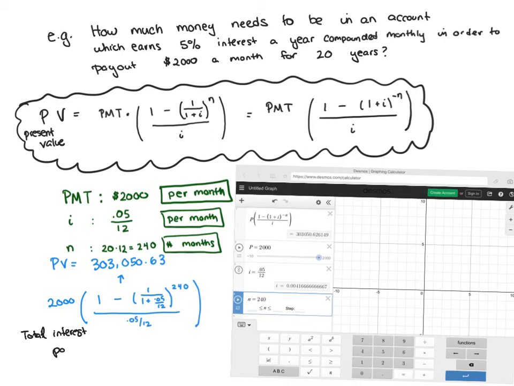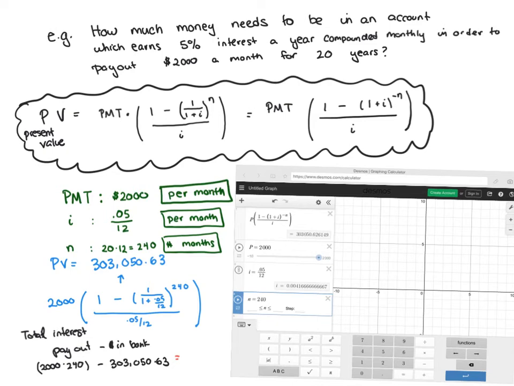Well, I know that I paid out $2,000 a month for 20 years. So I paid out $2,000 times 240 months. But the amount of money I had in the bank, that present value, was $303,050.63. So then my total interest would just be the difference between those two. So we can go ahead and calculate that out.